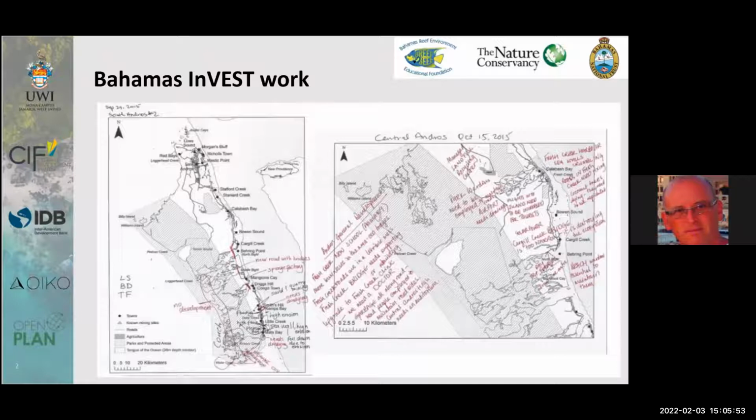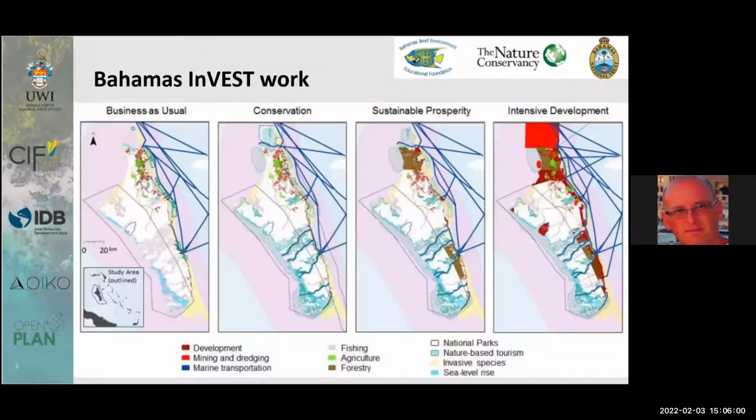Similar to Belize, a series of scenarios were set. Again, this looked at business as usual on the left-hand side, through to a green conservation focus, a sustainable prosperity scenario, and on the right-hand side, an intensive development scenario.